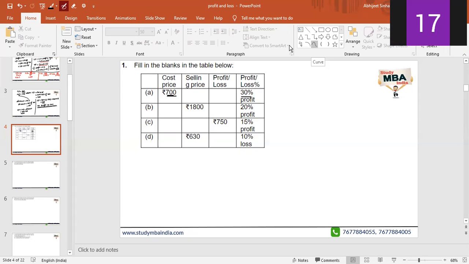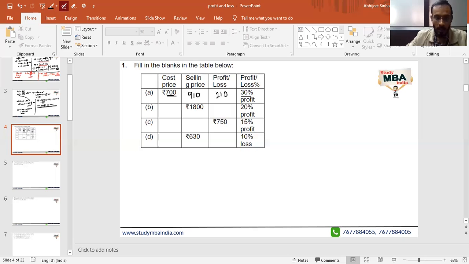Sir, selling price is 910. Selling price is 910. Very good, and profit, 210. Yes, good. Now tell me what is in B, what is the cost price here and what is the profit. See here, the selling price is given and there is a profit of 20%. So we can calculate the cost price. Using that formula, first we'll calculate the cost price. After that we'll subtract the cost price from the selling price and we'll get the profit value.